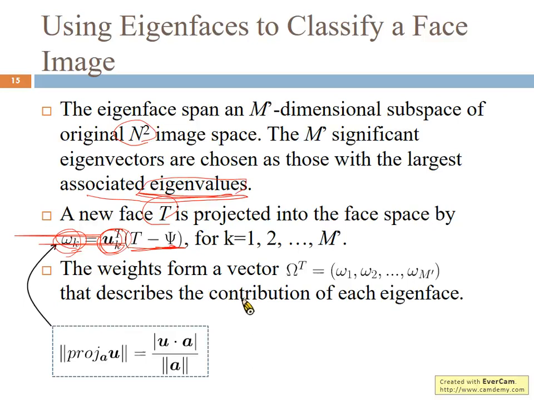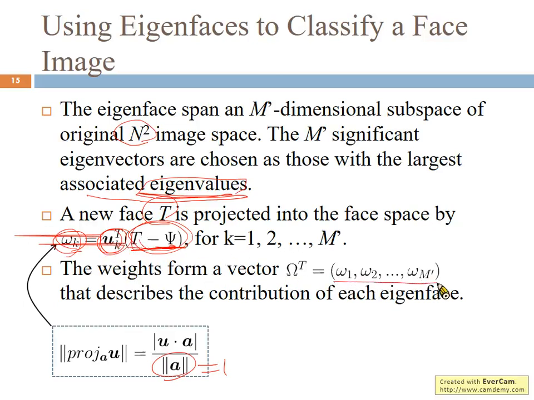Why do we do the inner product? Because this formula comes from linear algebra. When we try to find the projection of U on A, we do the inner product, take the absolute value, and then divide by the norm of the vector A. And right now, because all the eigenvectors are unit vectors, their norm is always equal to 1. Therefore, we just take the inner product between the difference vector and the eigenvector.